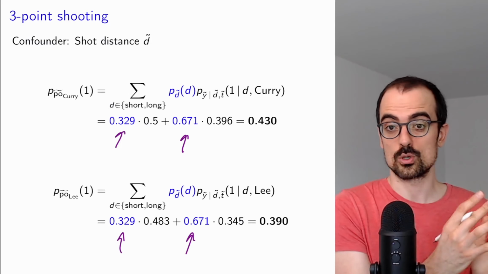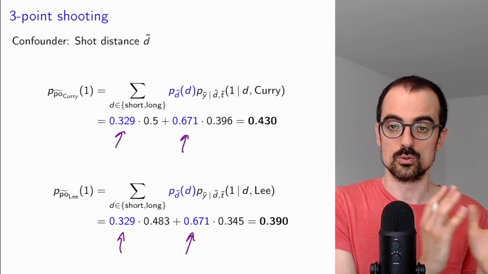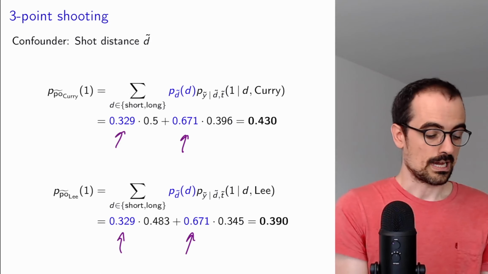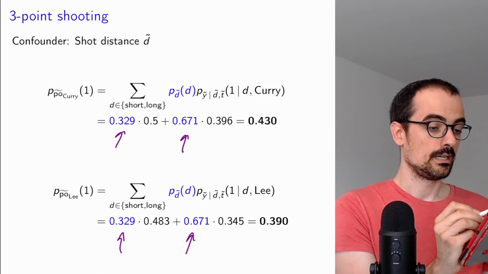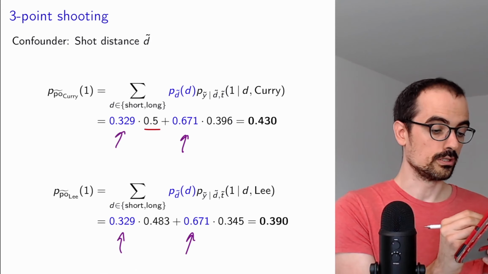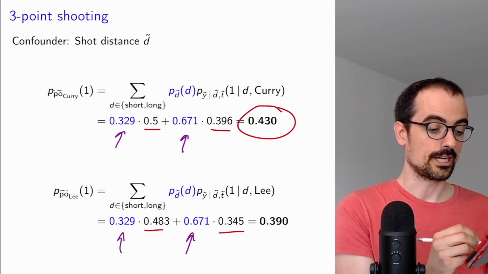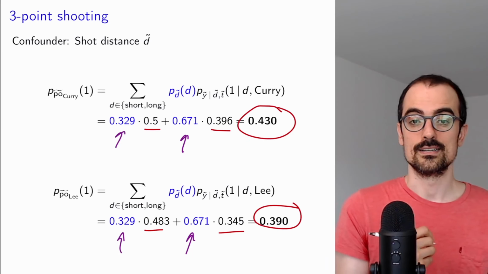You could also have just looked at the whole of the NBA. How often do players shoot a short 3 and how often do they shoot a long 3? And when you combine these conditional probabilities in that way, then this clearly reveals that Curry is a much better shooter than Lee.